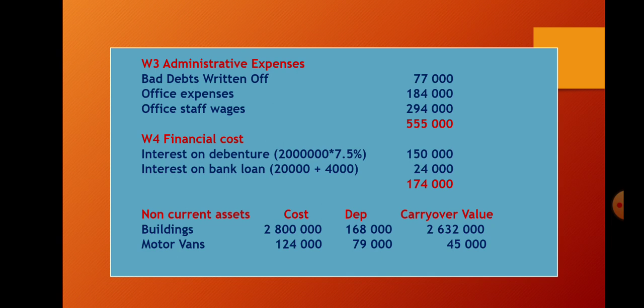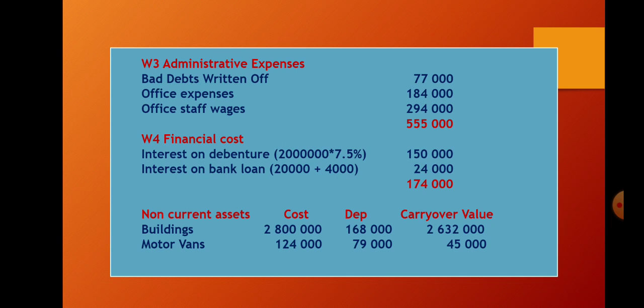It's the same thing. First we need to calculate the interest on debentures, that is 2 million times 7.5%, 150,000. So we need to check whether what is paid is same as what is payable. That's why we are calculating whether the interest on debentures paid is same as what is the percentage given there. And for interest on bank loan, they have already given that there is an owing expense of 4,000. So that should be added. So total comes to 24,000.